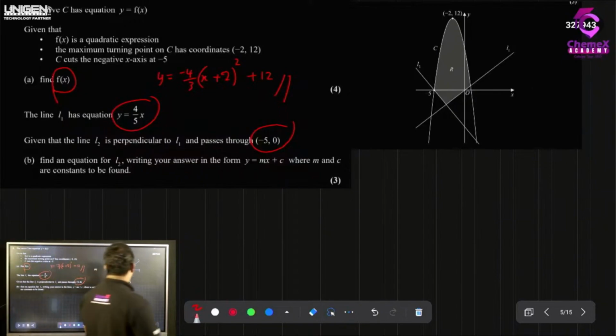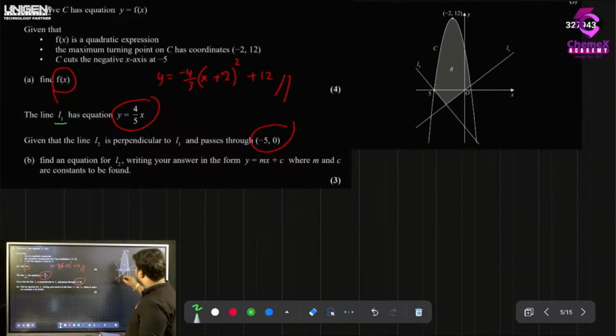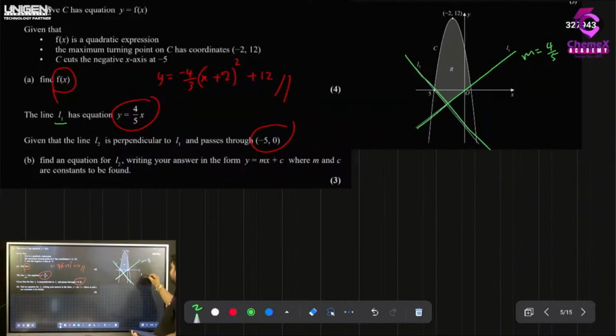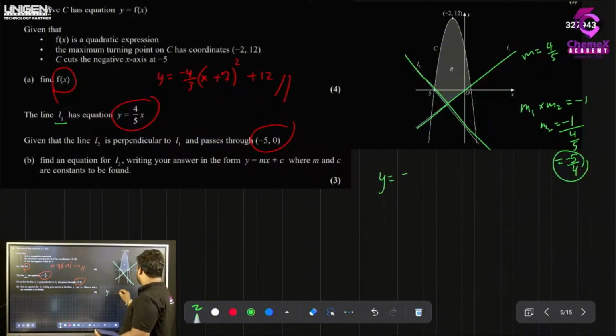So do you know that when they have given the gradient of L1? If this line has a gradient m equals 4 over 5, what's the gradient of this line? So minus 1 over that. m1 times m2 equals minus 1. Since it's perpendicular, m2 equals minus 1 divided by 4 over 5, which is going to be minus 5 over 4. So now you can write the equation y equals minus 5 over 4 x plus c.